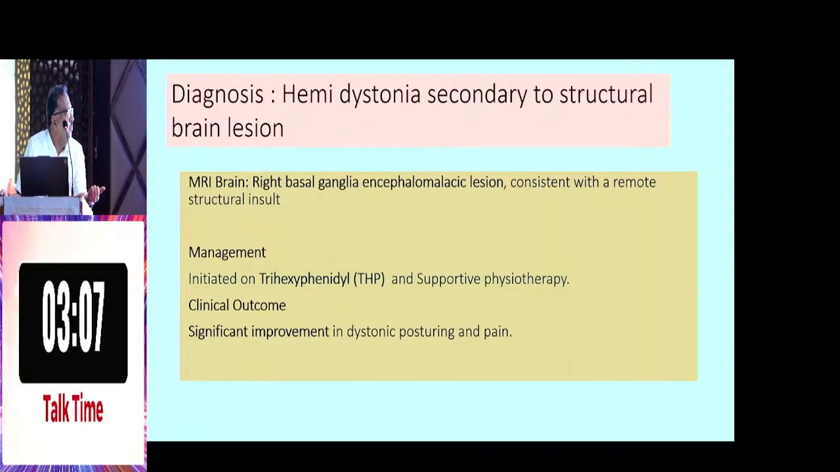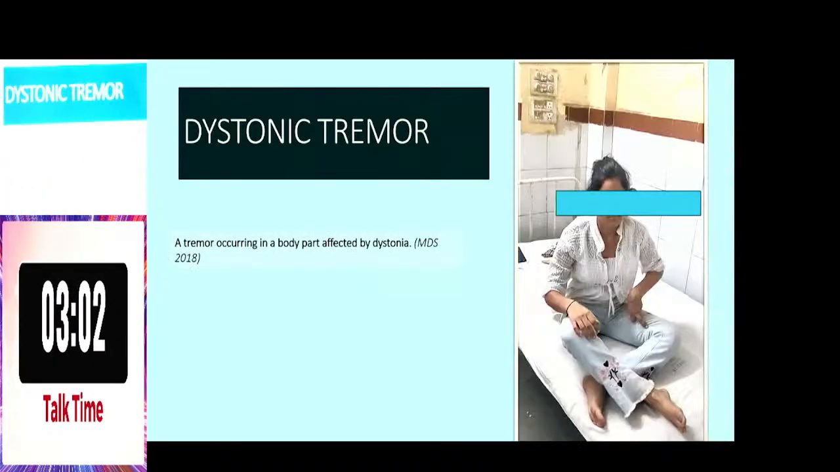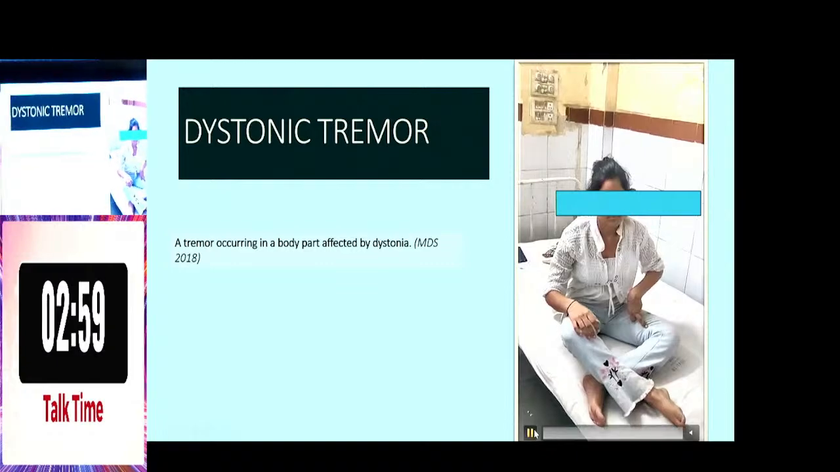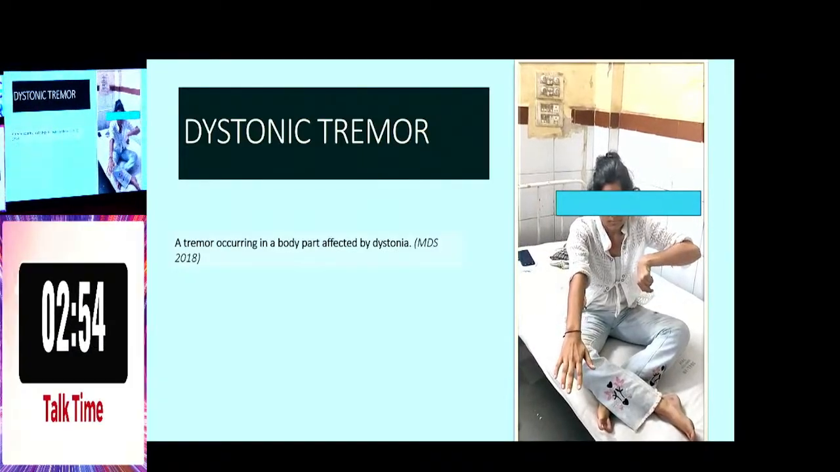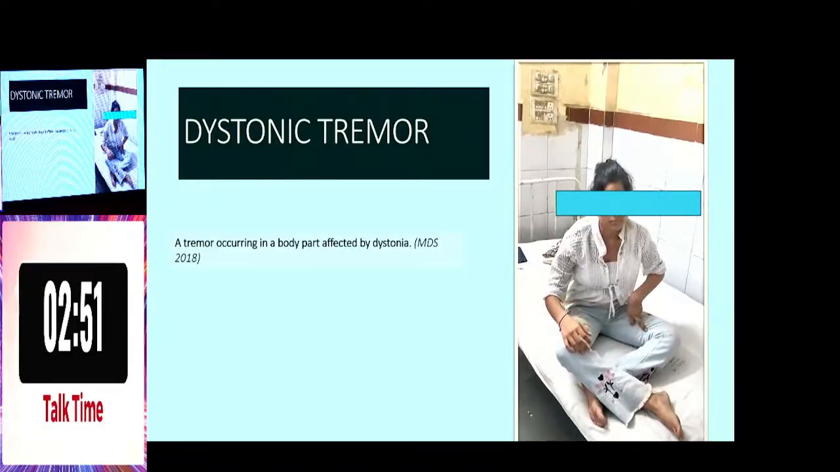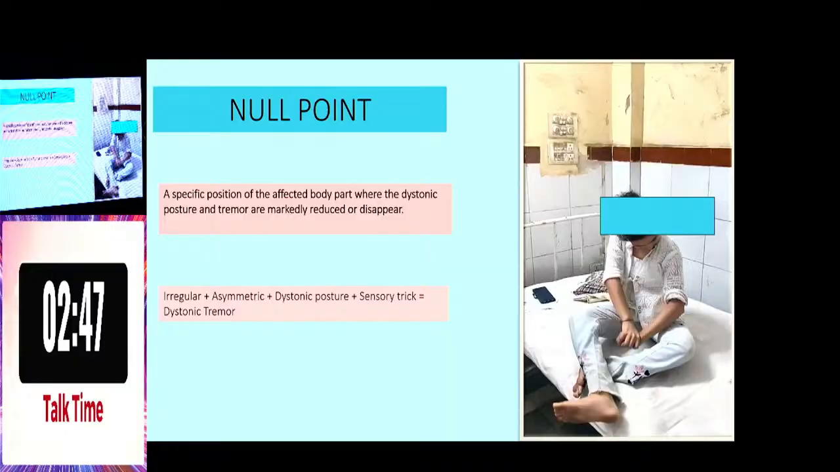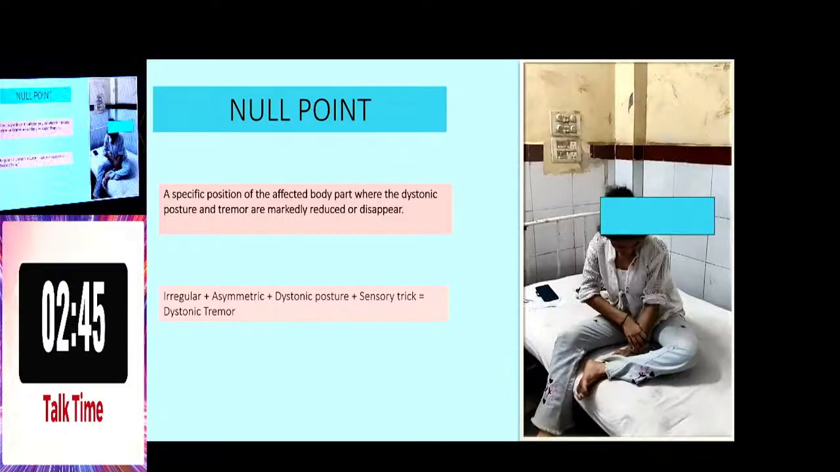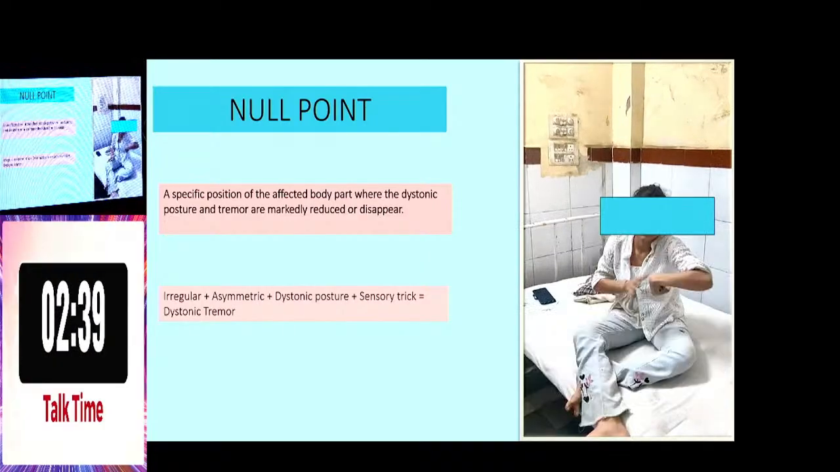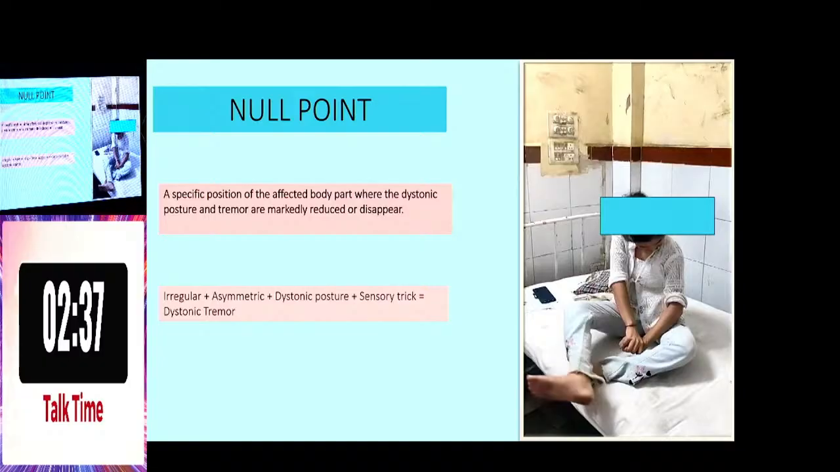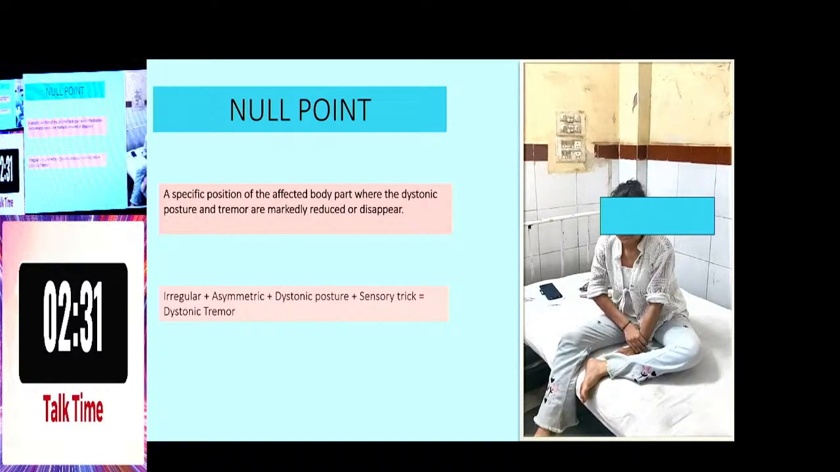Next. Yes. This is the dystonic tremor. Same patient, left side, tremor occurring in the body part affected by the dystonia. Next is the null point, a specific position of the affected body part where the dystonic posture and tremor are markedly reduced. In this video, it reduces the irregular plus asymmetric dystonic posture plus sensory tremor. So this is the dystonic tremor.